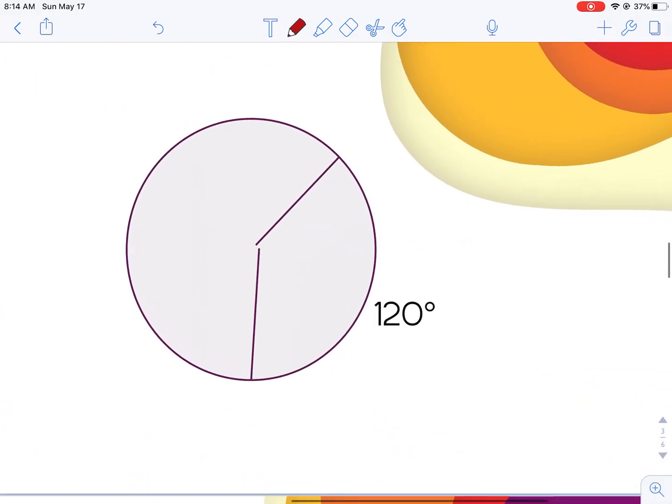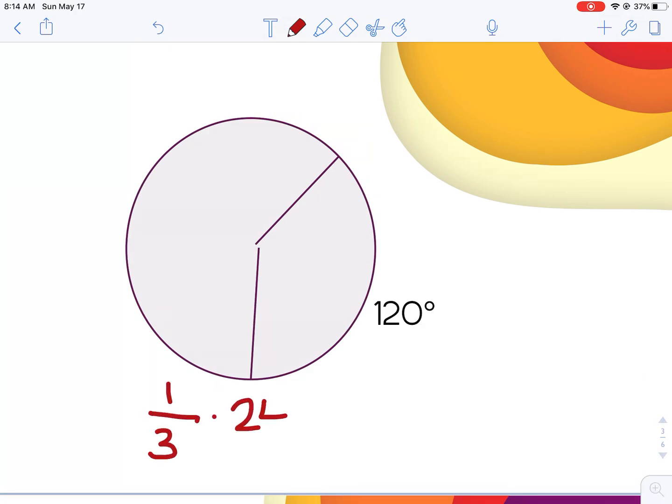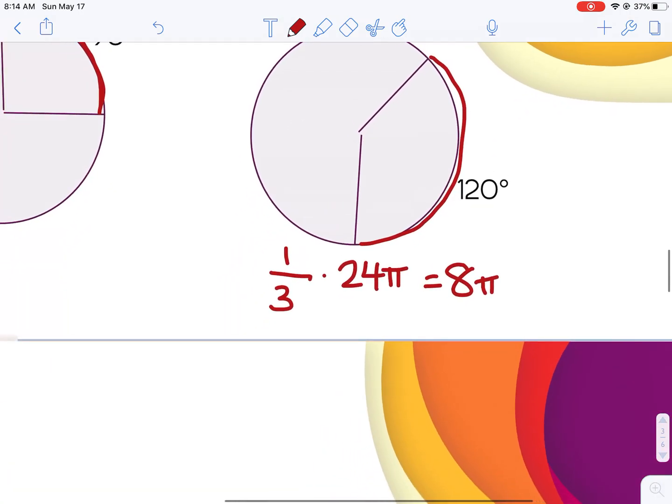And if I'm keeping just 120 degrees of it, well, that's 1/3 of a circle. The whole circle was 24 pi. And 1/3 of 24 is 8 pi. So hopefully you notice a pattern that we're going to take what fraction of the circle we have times the circumference, and we'll get just the length of the arc.